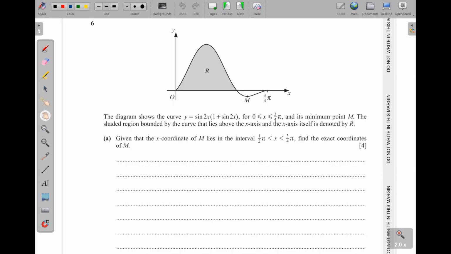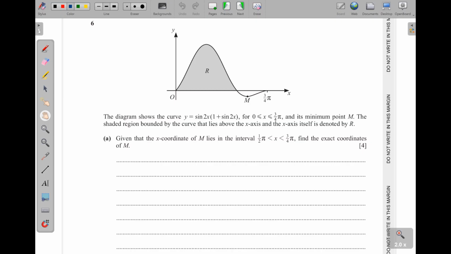Then there's part A: given that the x-coordinate of M lies in the interval between 90 and 135 degrees, find the exact coordinates of M.